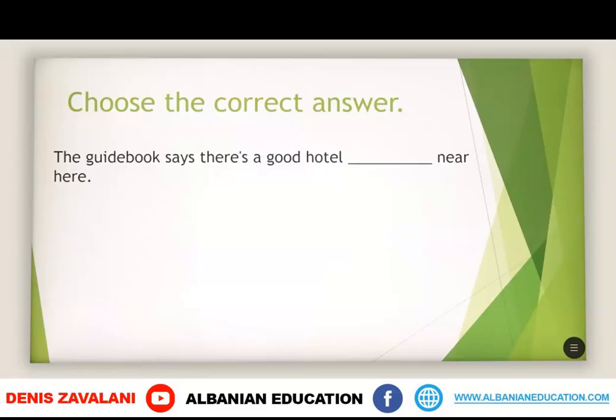The guidebook says there's a good hotel somewhere, everywhere, nowhere near here. Which of these options would you use to complete the gap? Is it A, B, or C? It's A. The guidebook says there's a good hotel somewhere near here.